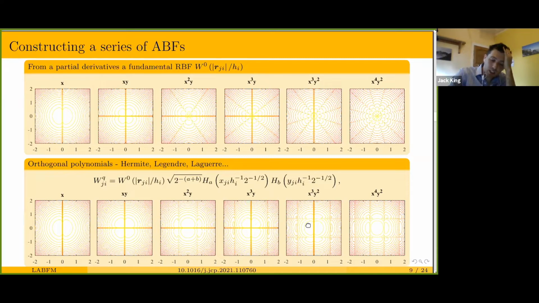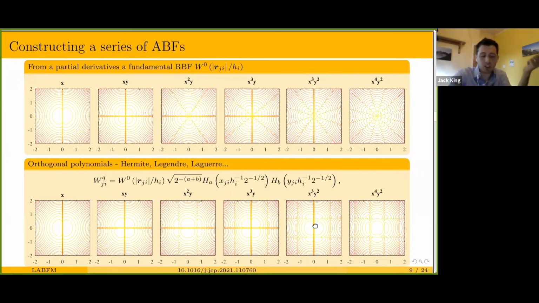The conditioning of the matrices that we have to solve, these linear systems to get the corrections, is dependent on how well these anisotropic basis functions sample the discrete stencil. And what we found is that the orthogonal polynomials give rise to much better conditioned matrices, and they become less sensitive to the node distribution or changes to the node distribution. So it's actually quite simple, really. That, in a nutshell, is the local anisotropic basis function method.